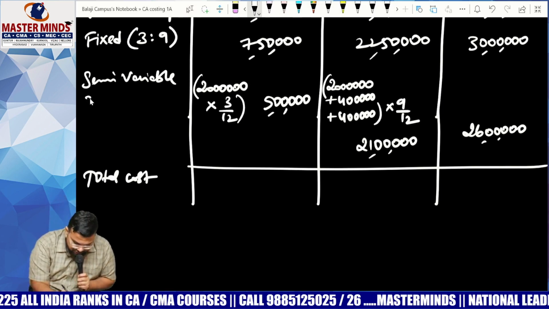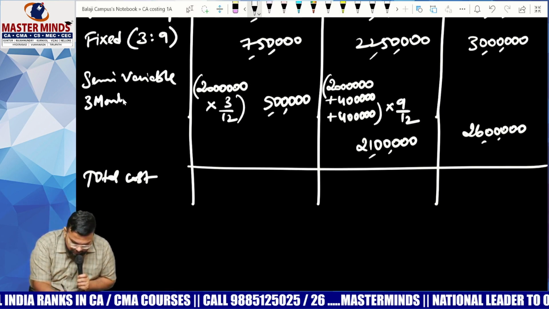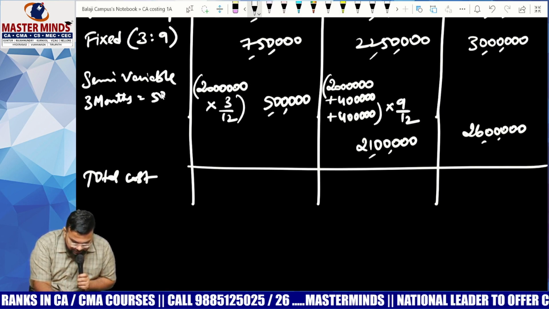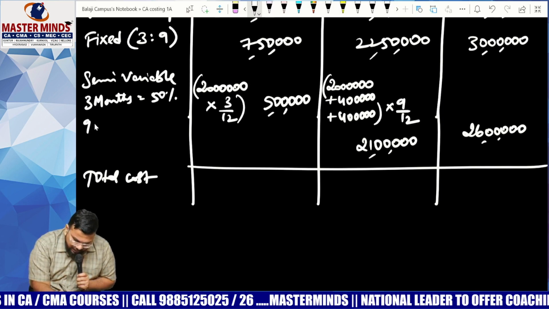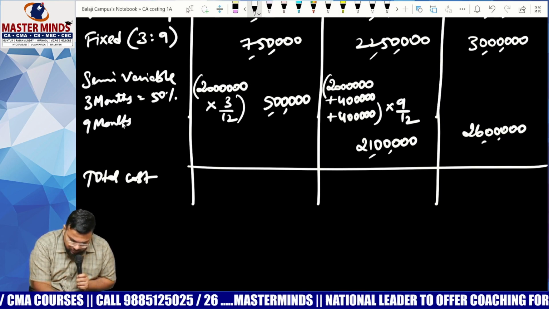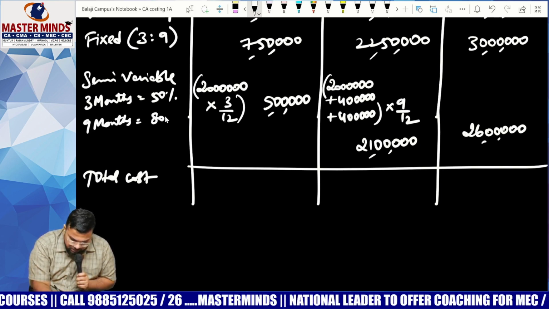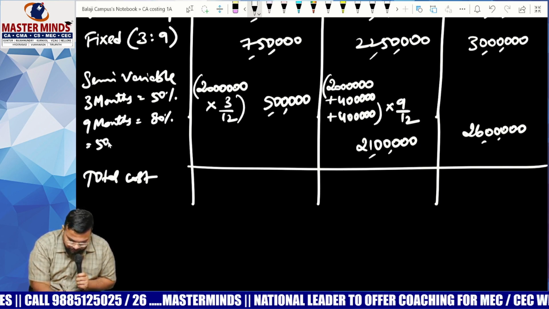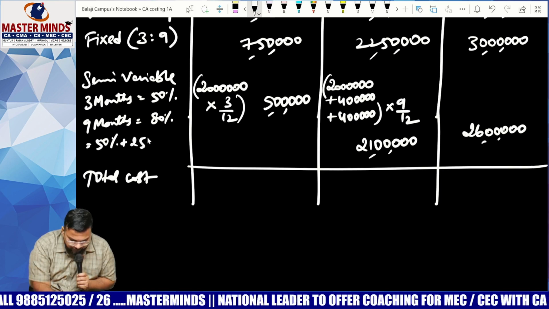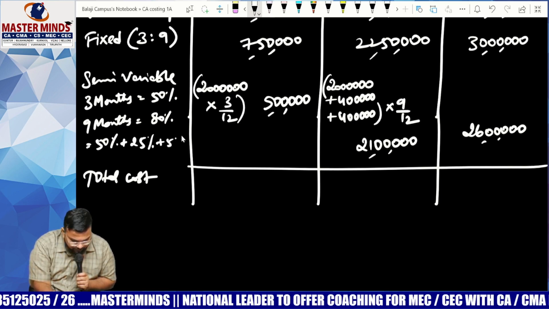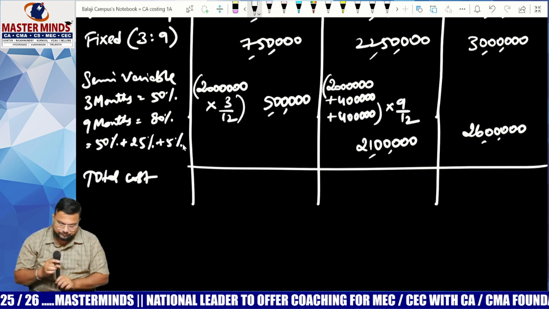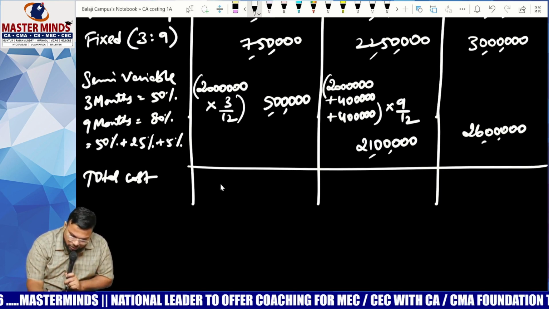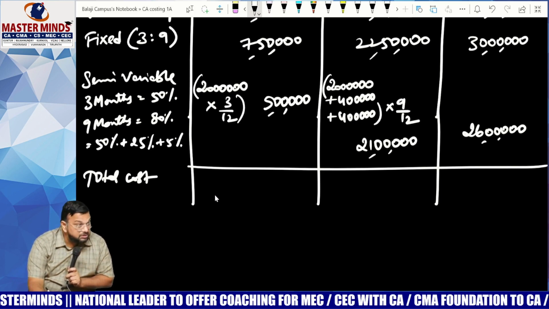I will be writing here itself. 3 months, 50% capacity. 9 months, 80%, right? It is 50 plus 25 plus 5%. Okay, total cost. For 3 months, how much on total cost?